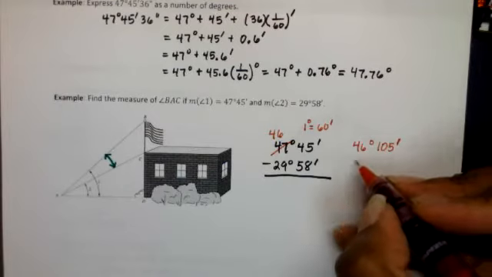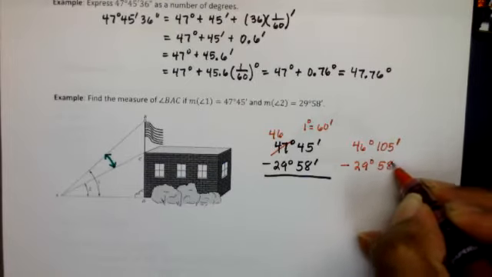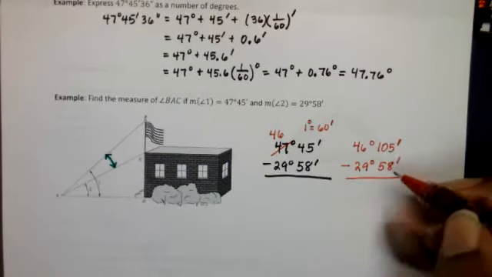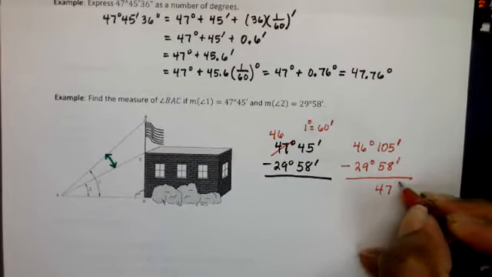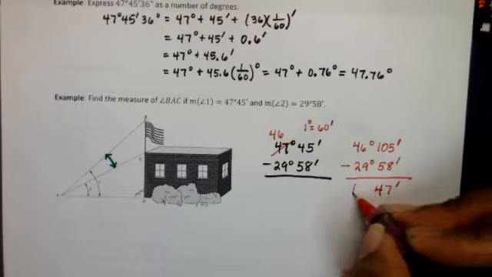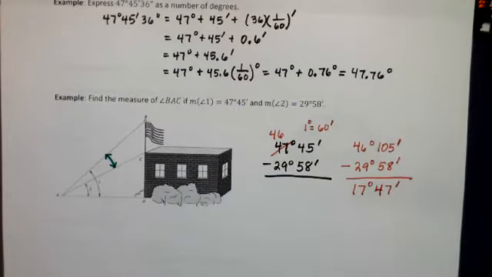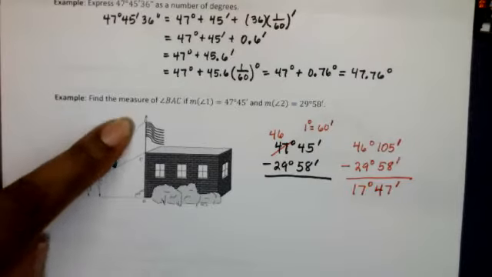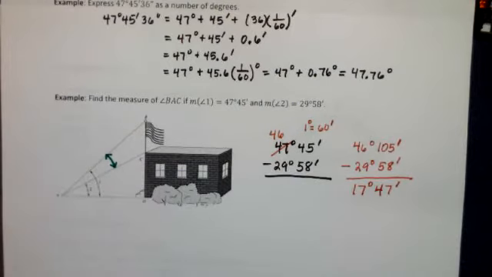105 minutes. And then I can subtract 29 degrees and 58 minutes from that. Well, if I subtract 58 from 105, that will be 47. So it'll be 47 minutes here. 29 from 46 will be 17 degrees. Okay, so the measure of angle BAC, that's this angle here, will be 17 degrees, 47 minutes.